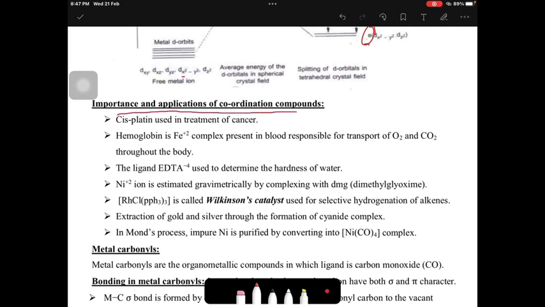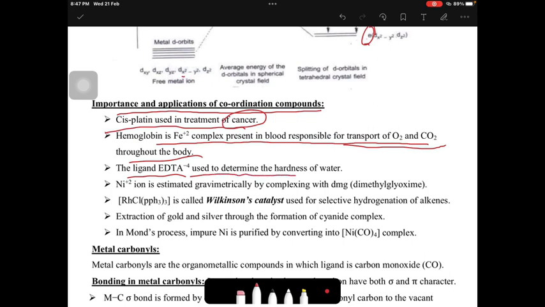Importance and applications of coordination compounds. Cisplatin is used in the treatment of cancer. Hemoglobin is an Fe2+ complex present in blood, responsible for the transport of oxygen and carbon dioxide throughout the body. The ligand EDTA4- is used to determine the hardness of water. Ni2+ ion is estimated gravimetrically by complexing with DMG, dimethylglyoxime.